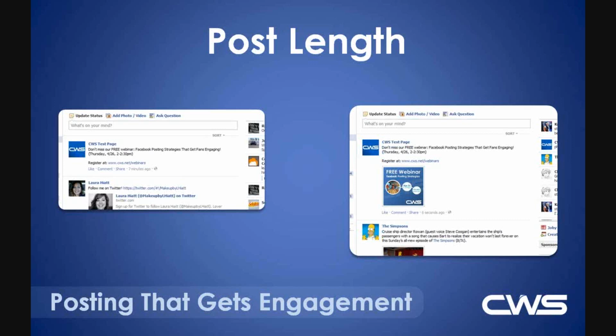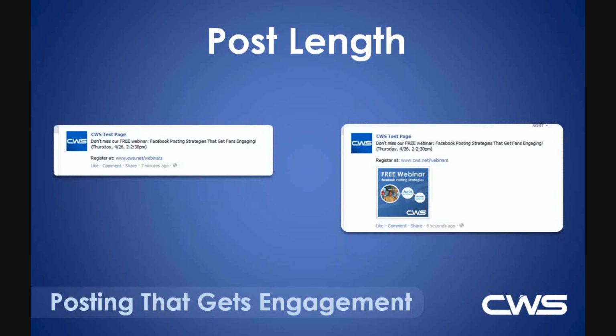This also, with post length, talks about how much space is taken up. So when you include a picture, a link, or a video, it uses more space in the newsfeed. Now basically, when you use more space in the newsfeed, if you think about it, it's more likely that it will get noticed. If you look here, this post takes up a lot less area, and plus it doesn't have the visual element, so it's much less likely to be seen or noticed by your fans than this one on the right.